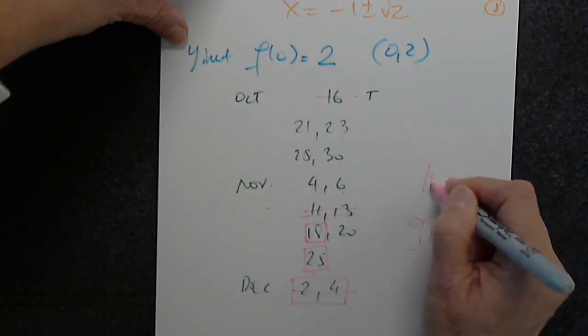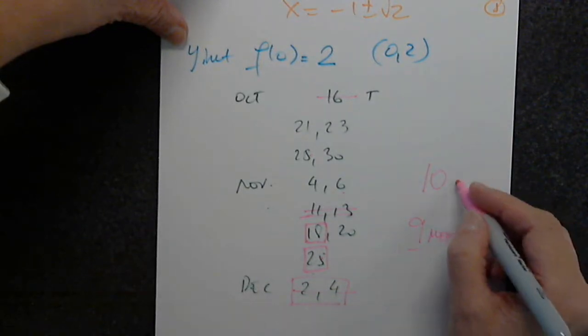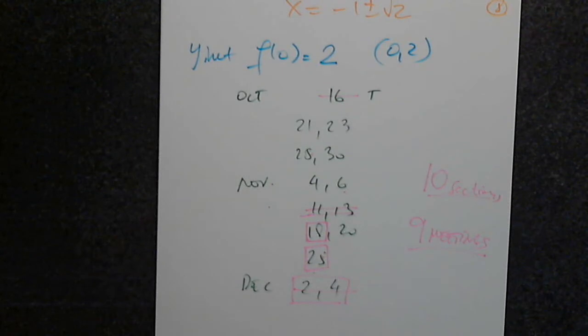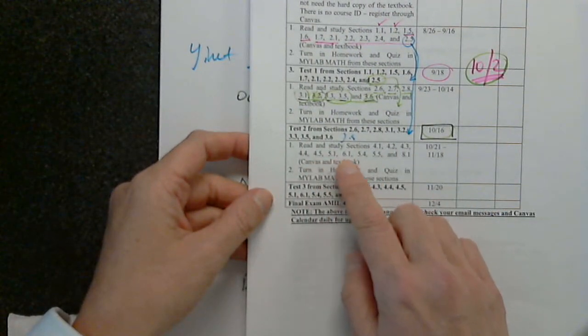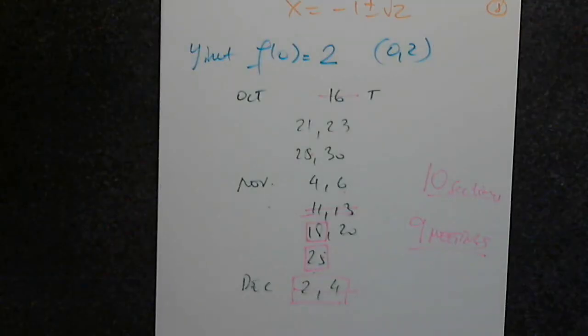And yes. So I have 10 sections left. 1, 2, 3, 4, 5, 6, 7, 8, 9, 10. There is plenty of time. We will still have time to review, complete review for the test, complete review for the final exam.